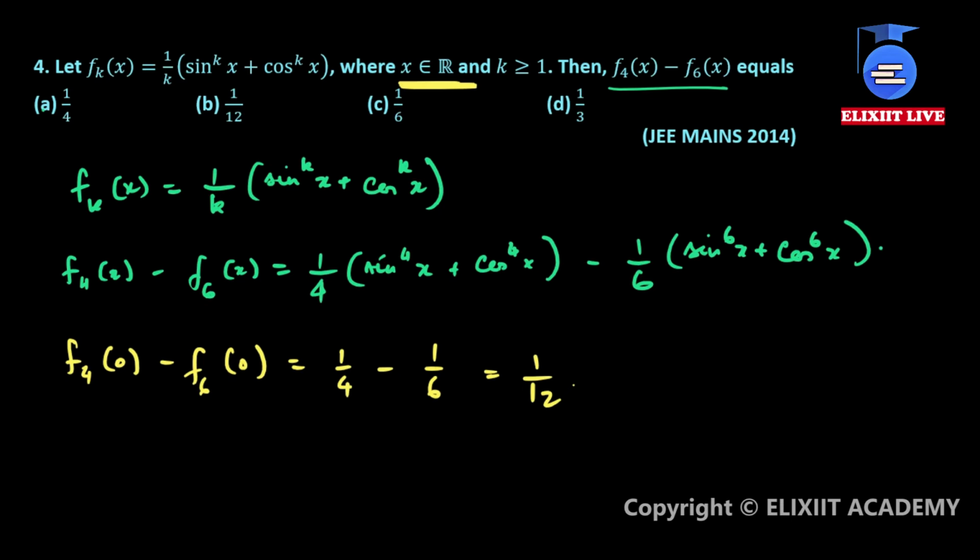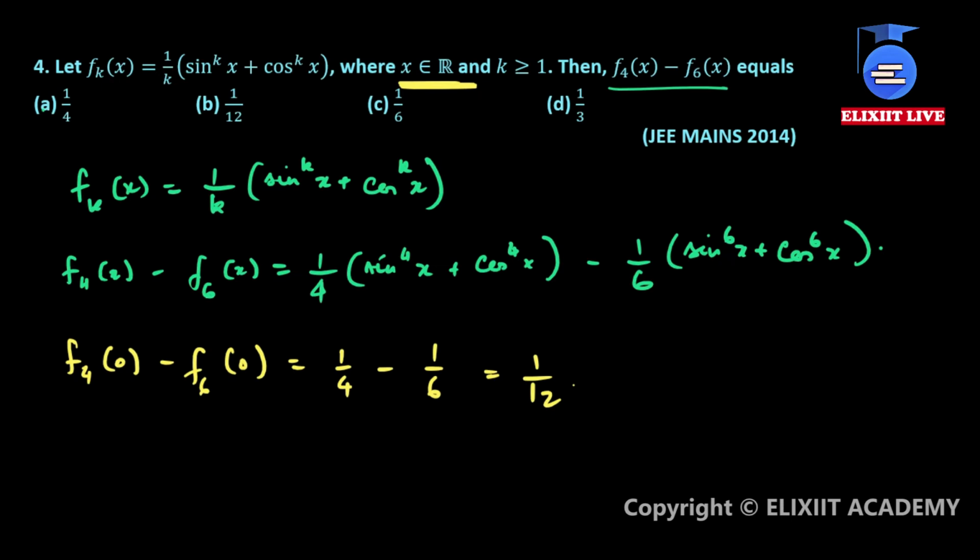As this particular f_k(x), where k is greater than or equal to 1, f4x and f6x, their difference is also satisfied for all x belongs to R. So you can replace x by any real value. The simplest possible value of x we know is 0, so replace x by 0: f4(0) minus f6(0). This is the simplest, shortcut way to solve this. For these types of questions specifically, use the shortcut to solve. This will save your time.